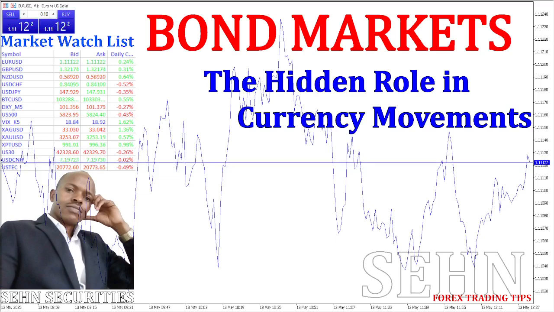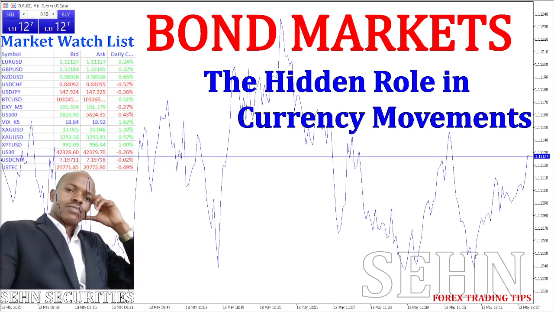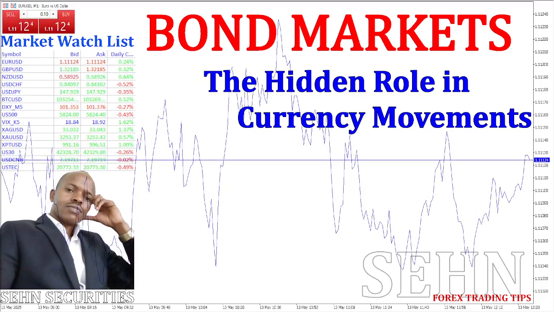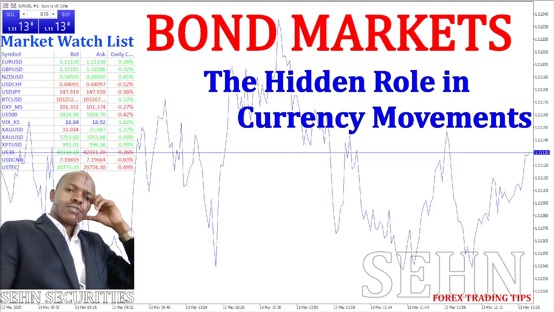In fact, many institutional traders use the interest rate differential as a core strategy. They enter long positions in currencies with higher yields and short those with lower yields, a practice known as the carry trade. While retail Forex traders may not have the same capital or leverage, they can still use this insight to align trades with the broader macro trends being shaped by the bond market.